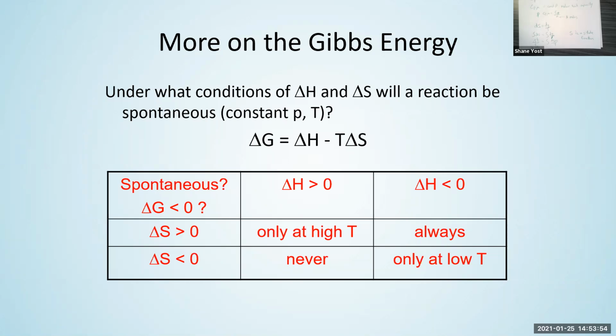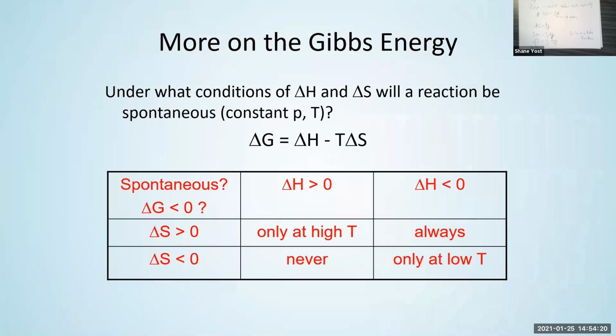And so it just depends on which one's larger as to whether or not your reaction is going to be spontaneous. And the relative size of these two things is determined by temperature, because I have temperature times delta S compared to that delta H. So only at high temperatures will this favorable process of an increase in entropy dominate to give me a negative delta G, and have that be spontaneous.